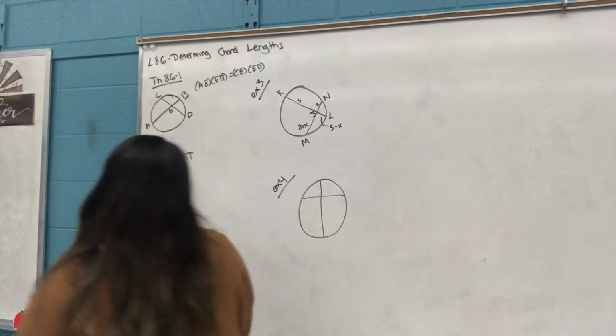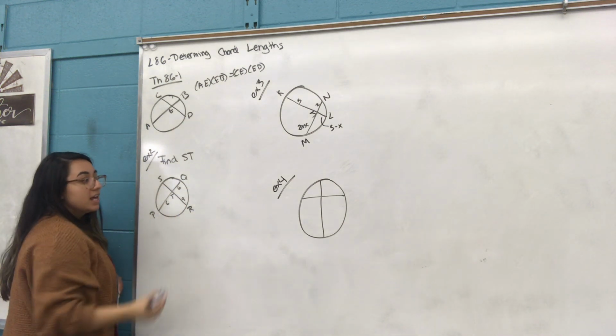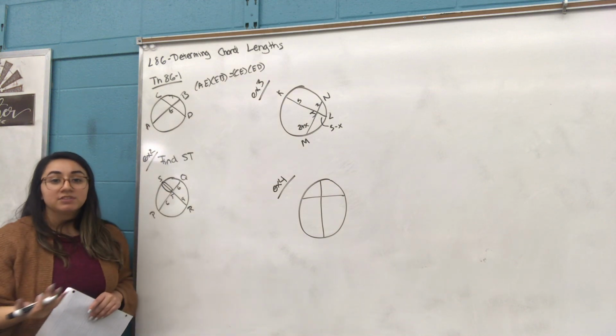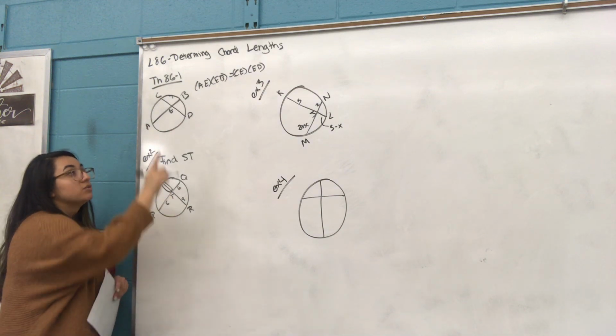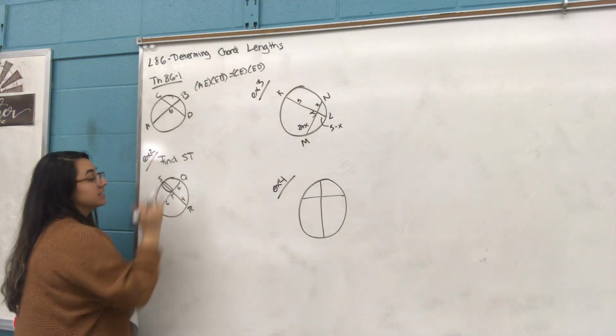We have this shape here. We have a circle. We have two lines here. I have S, Q, R, P, T. Here it says to find what ST is. We're trying to find this section right here. We don't have a number for that. So then we can use that formula to solve and see what side ST is.